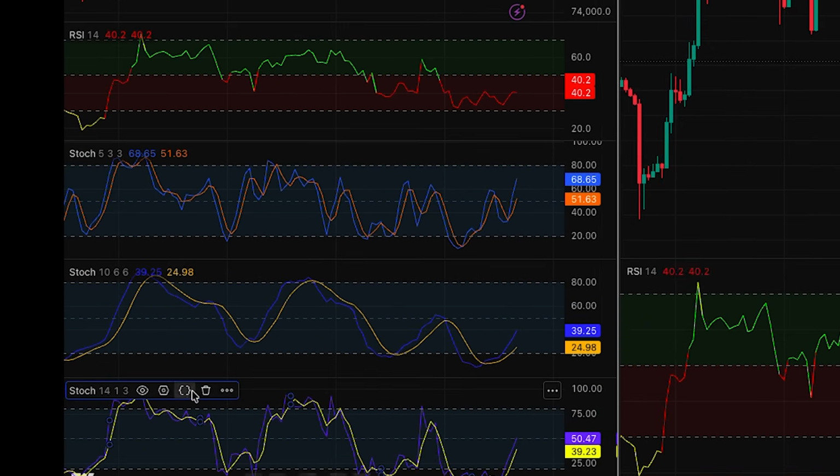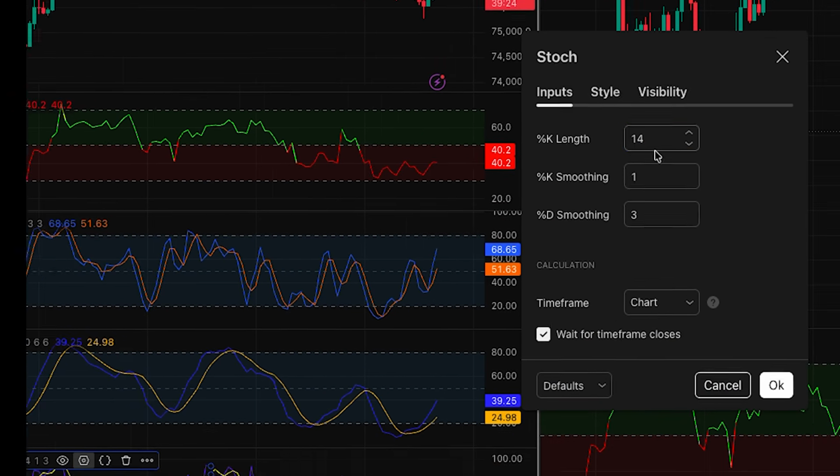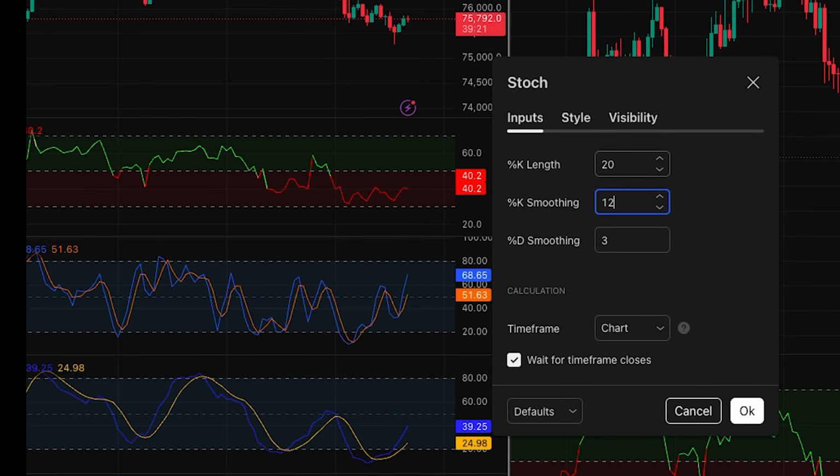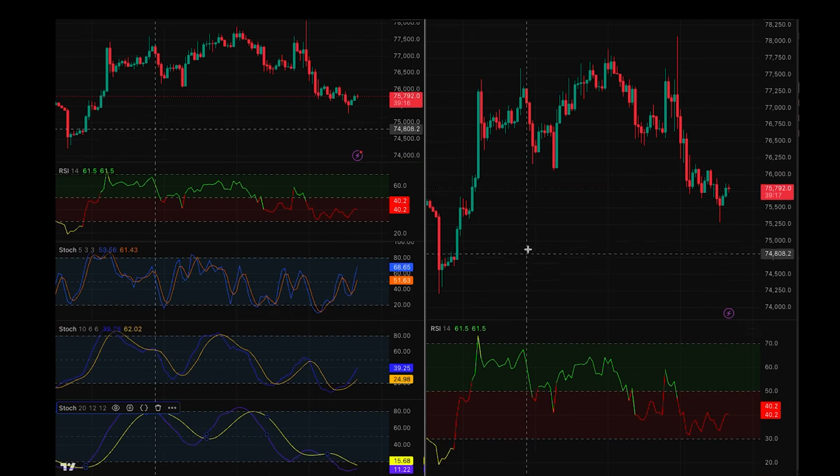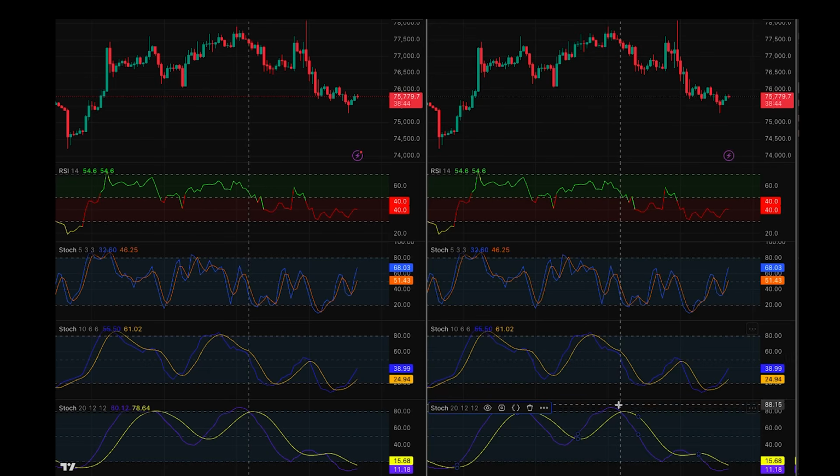Last one. Again, we'll double the numbers. Enter 20, 12, and 12. And now the slowest sensor is ready too. Do the exact same thing on the 4-hour chart. And we're done. Pretty simple, right?